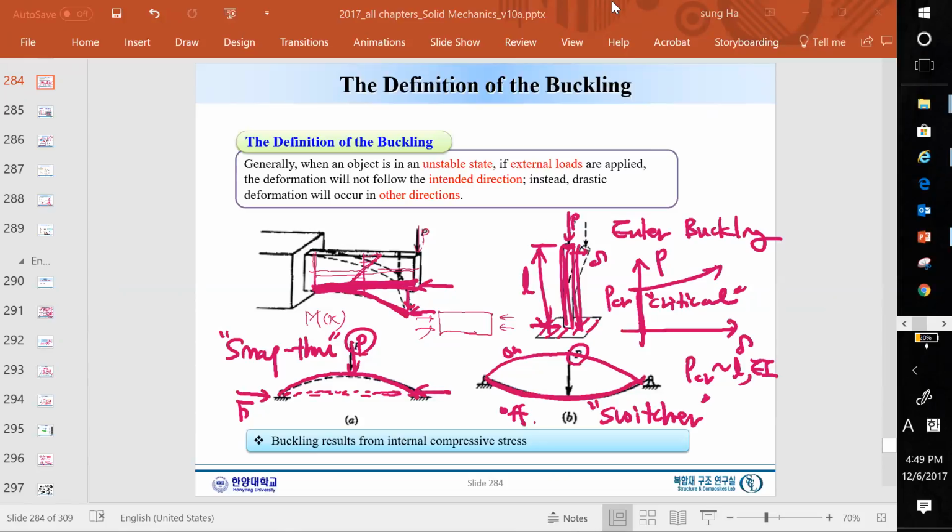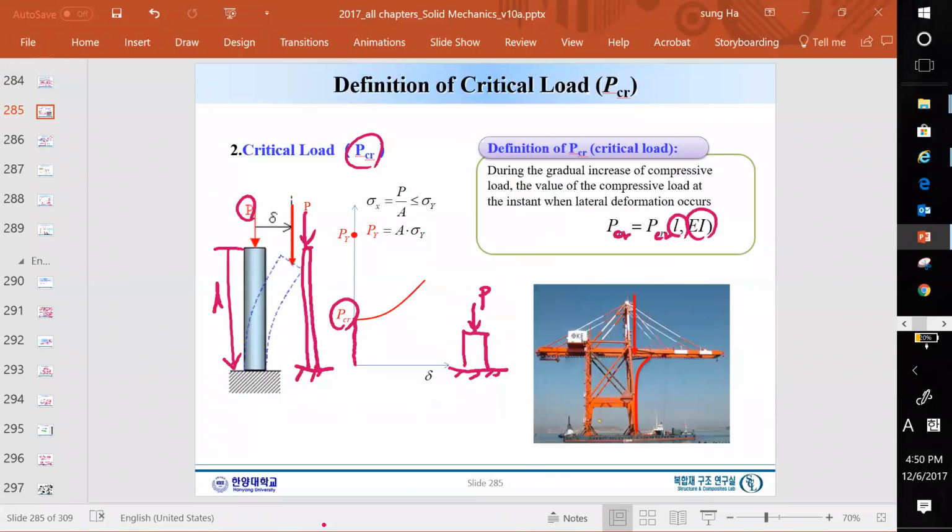From these simple examples, you can see that they occur when the structures are subject to compression, more or less. Of course, this critical load can be obtained mathematically for a given beam length L and beam bending stiffness. I will rewrite the definition of a critical load. Again, the critical load is the point which would cause buckling.